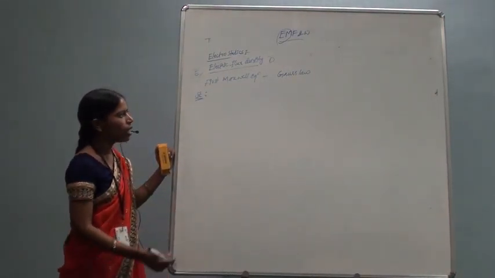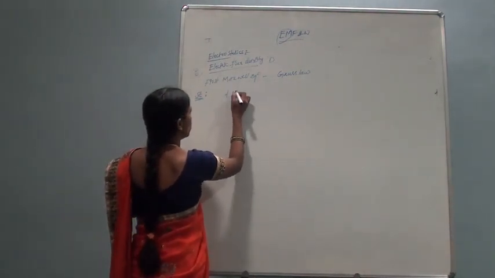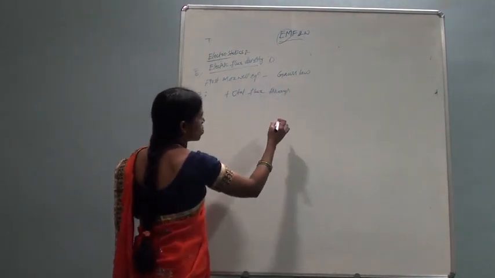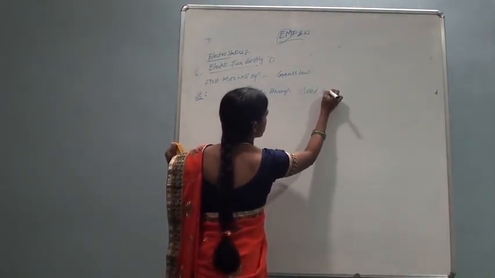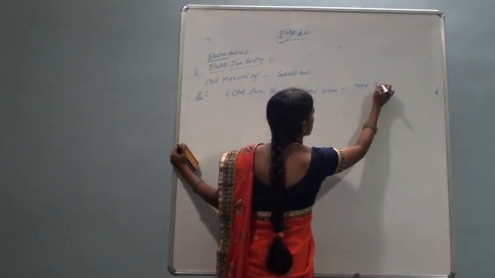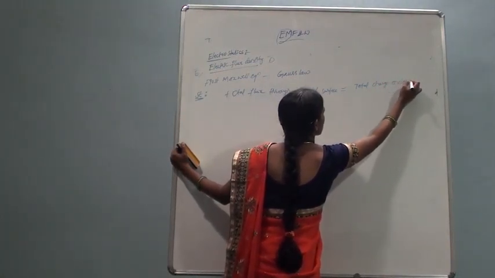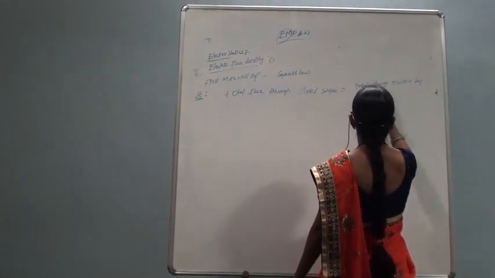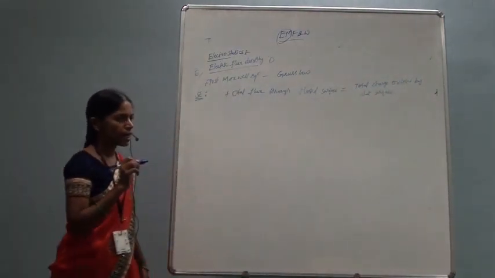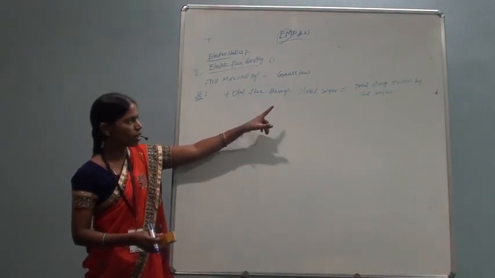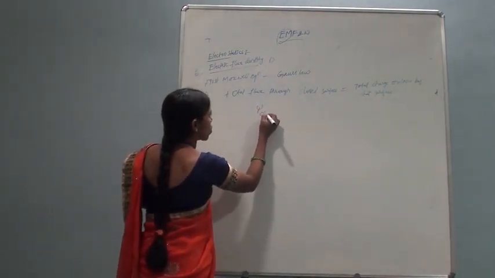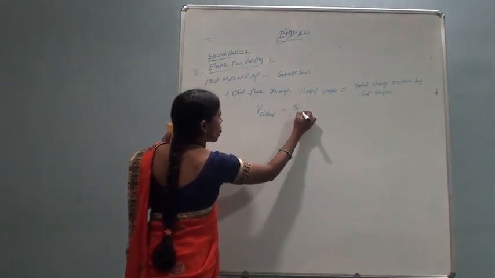Gauss law states that the total flux through a closed surface is equal to the total charge enclosed by that surface. Repeat, Gauss law states that the total flux through a closed surface area is equal to the total charge enclosed by that surface, and it is given by psi in a closed surface area is equal to Q enclosed by that surface.